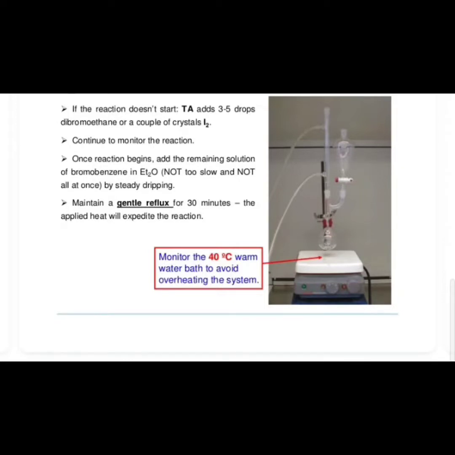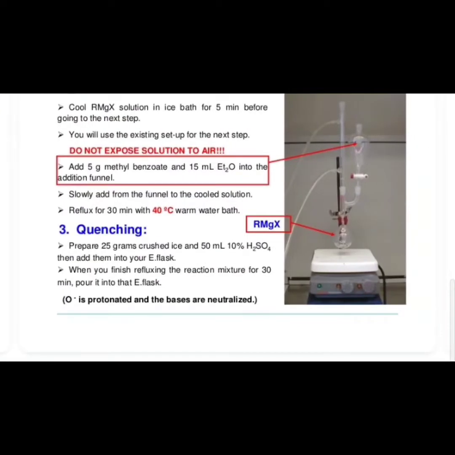After that, bromobenzene will be added. Then you will add the Grignard reagent dropwise, and the temperature will be maintained here. The final step is called quenching.